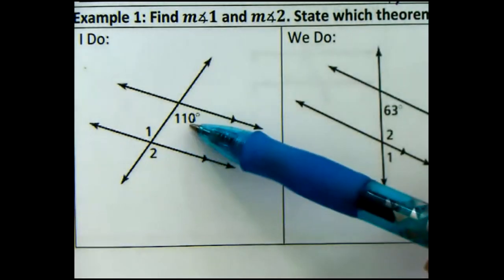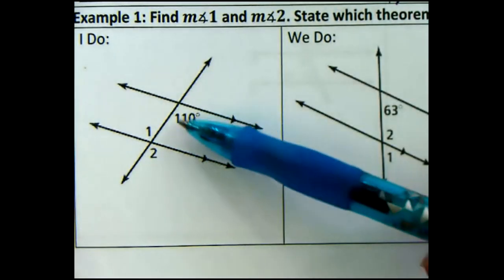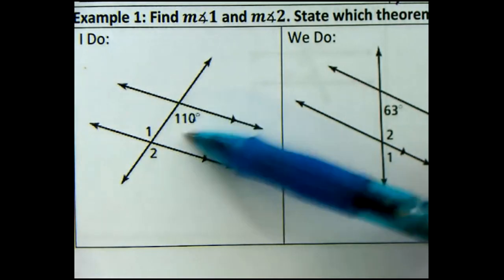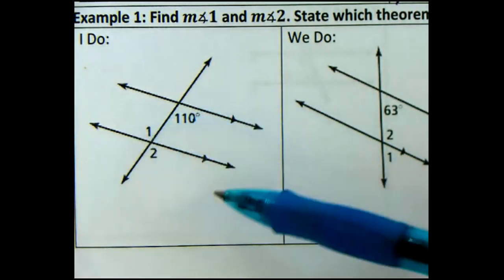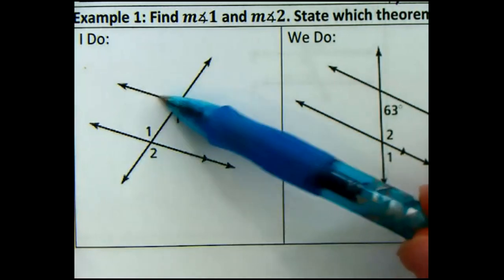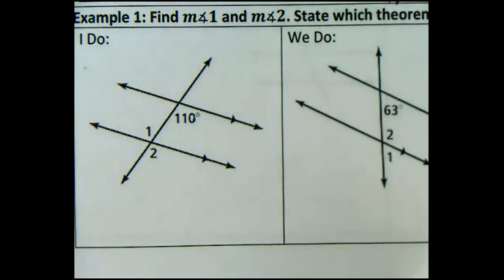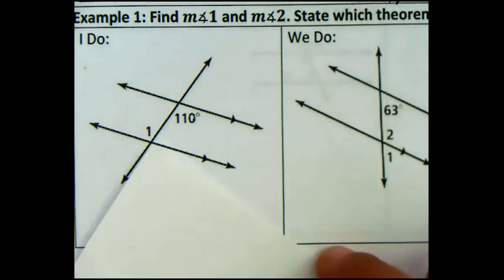Okay, so the goal is to find a relationship or an angle pair with this 110 degrees and these angles. And I can't do it with 3 angles at a time. I have to do 2 angles at a time. Okay, that's why they're called angle pairs, right? So let's say I ignore angle 2 real quick. Let's say I ignore that angle real quick.